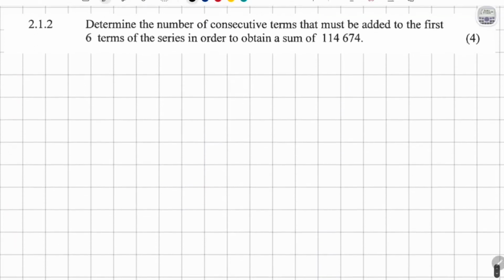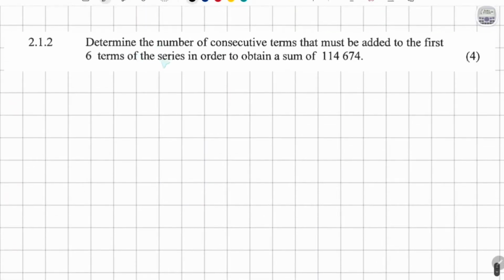Okay, moving on to the next question. So 2.2, we have: determine the number of consecutive terms that must be added to the first 6 terms of the series in order to obtain the sum of this. Okay, so we're going to have to break down this question. They want us to determine the number of consecutive terms. Consecutive means they come right after each other. And we have to find out how many terms that come right after each other must be added to the first 6 terms of the series in order to get this sum.